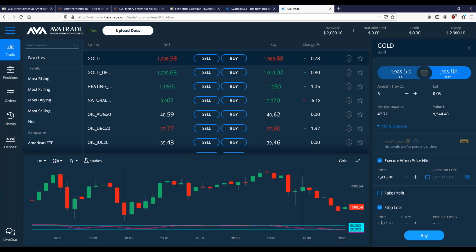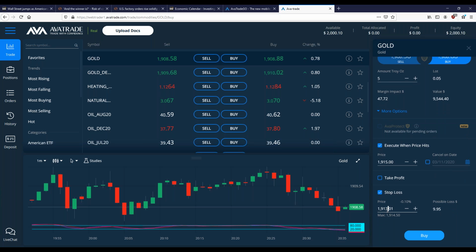I can put in my stop loss price and it'll tell me how much I'm risking. Maybe I want to risk $6 per ounce. So maybe I want to go to 1909, and maybe I want to trade 100 ounces. Okay, one lot. So I know how much margin I need. I know my stop loss at 1909 risks only $600. That's like 0.5% of my balance.